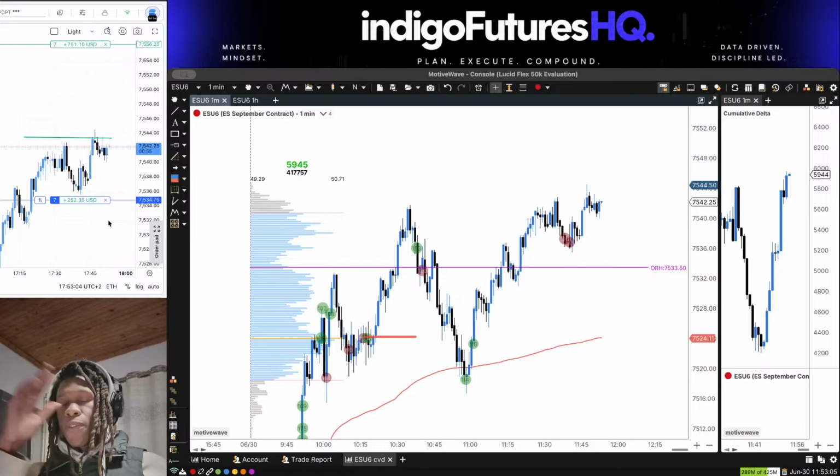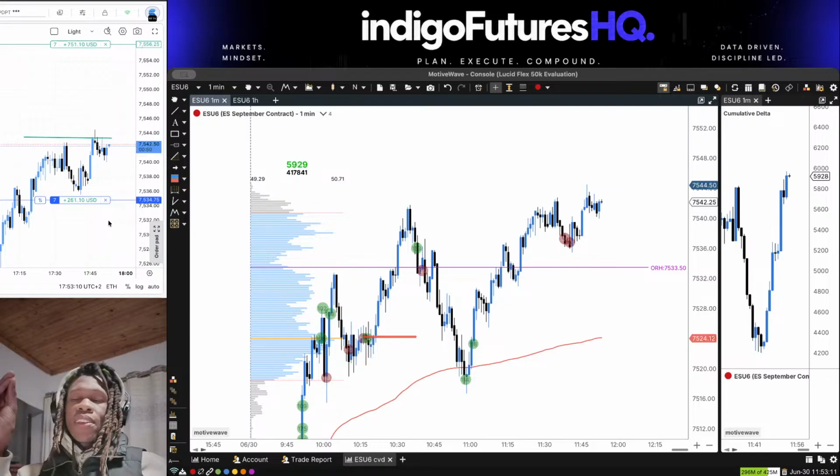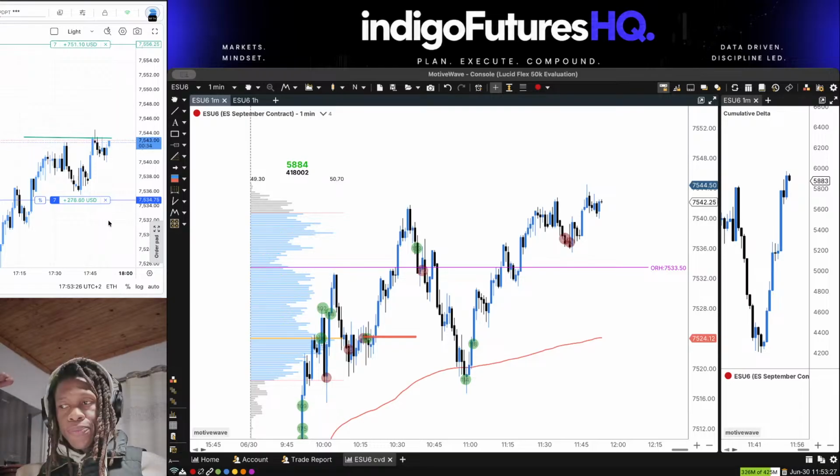So if it's positive, it means there are more buys than sells. When it's negative, it means there are more sells than buys, right? For example, if there are 5 buys and 3 sells, your delta is going to be 2, because 5 minus 3 is 2. But if there are more sells than buys, so if we have 5 buys but 7 sells, then our delta is going to be negative 2.